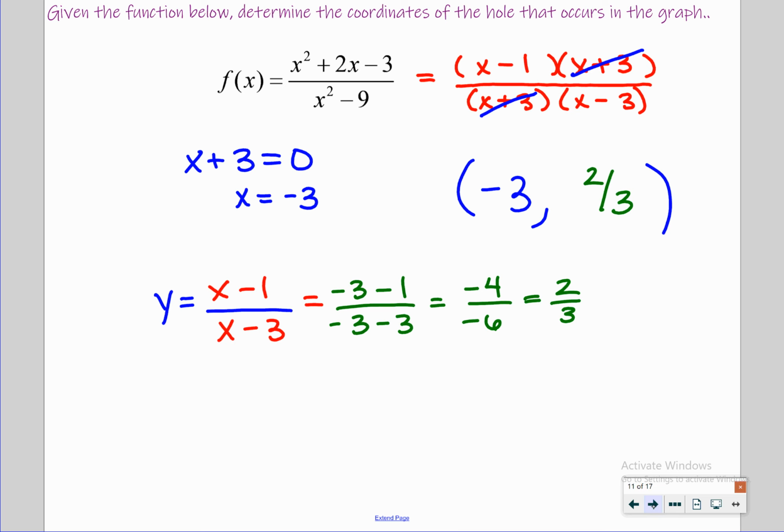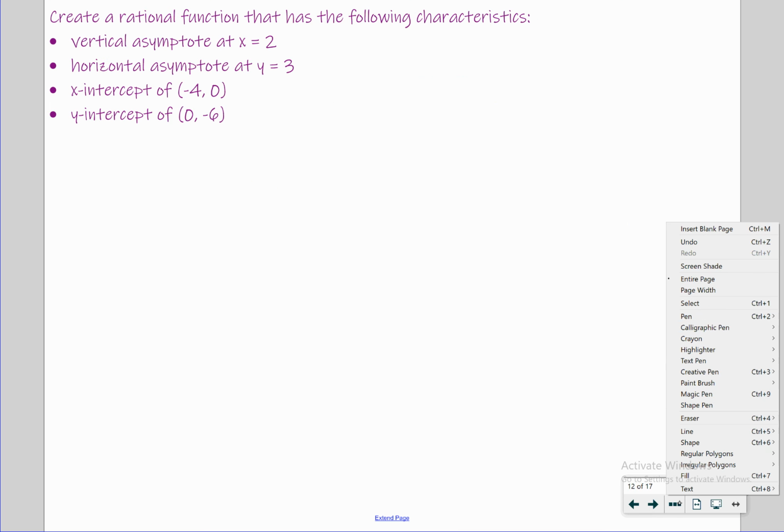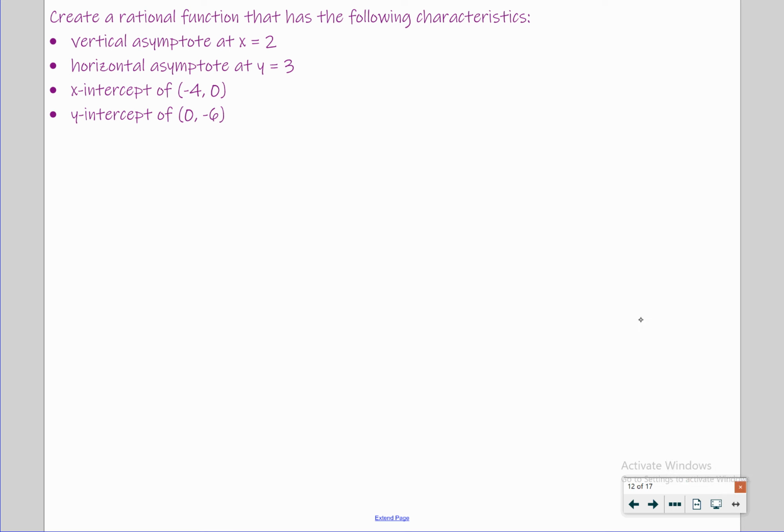Okay, moving on. Next, create a rational function that has the following characteristics. This problem is like the very last problem on that 3-6 exit ticket that we had, where we have to form the equation, kind of work backwards. Here's some things that can help you, okay? So you want to make sure you have a leading coefficient, an a value. And then everything else in the numerator are going to be x-intercepts. That's where our x-intercepts come from, the numerator, okay?